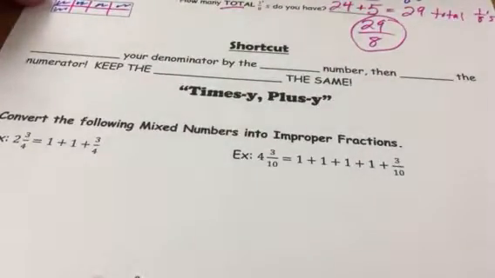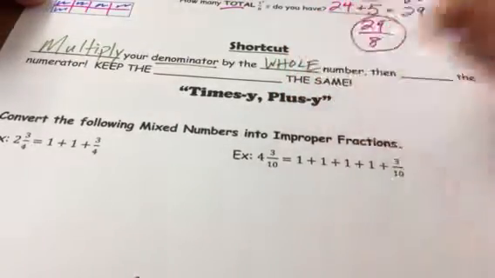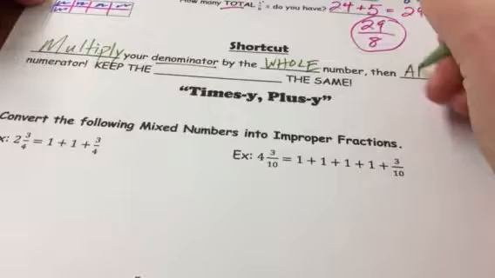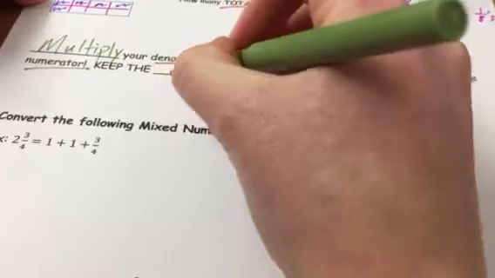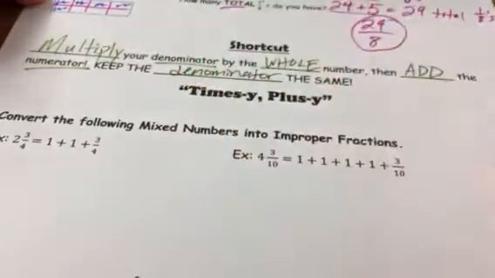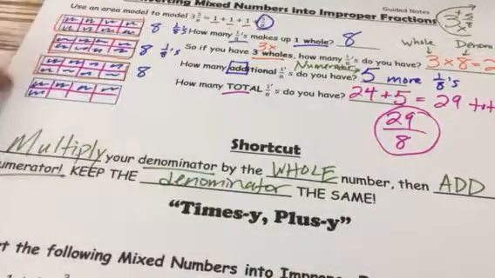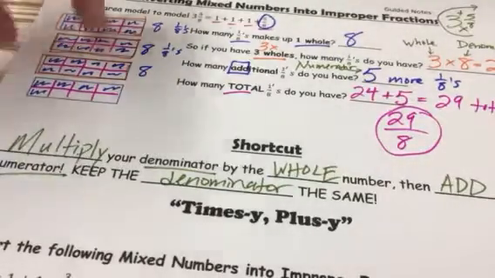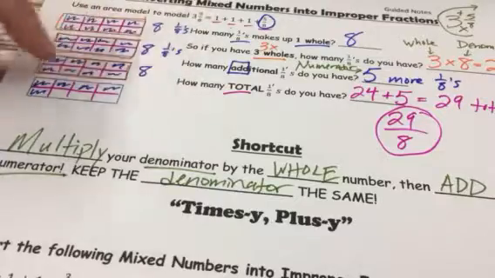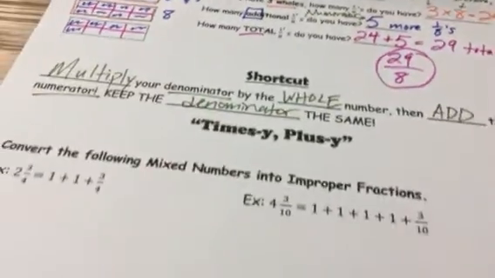So let's summarize that. Our shortcut is that we multiply your denominator by the whole number piece. Then we add the numerator. We are going to keep the denominator the same because we started with eighths and we still have eighths. We're not changing the sizes of our pieces. We're not changing the number of pieces. We were dealing with eighths, and our final answer, when we counted up all of these total eighths, we still have 29 eighths. So we're going to keep that denominator the same.